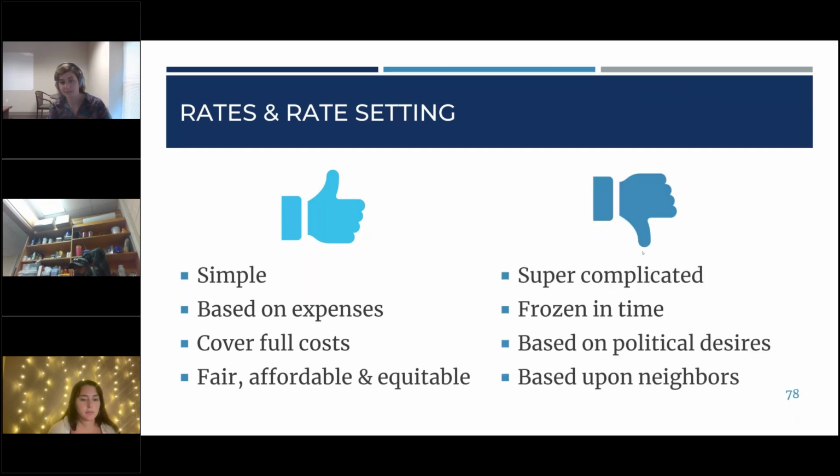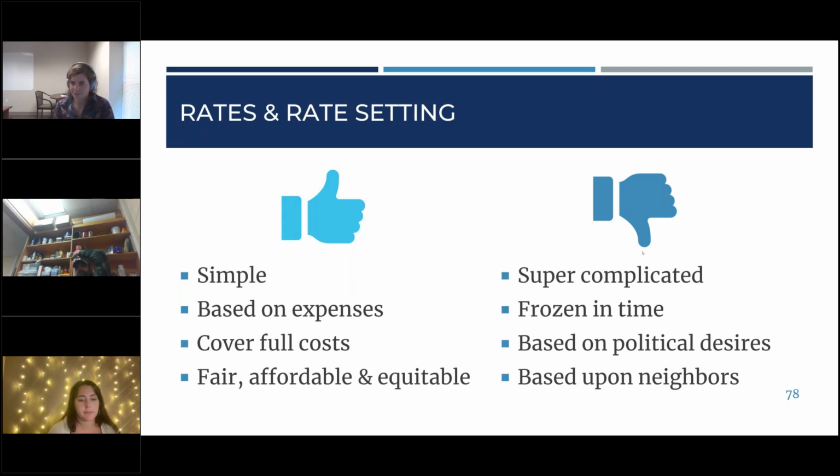What we don't recommend are rates that are super complicated. Don't make it harder than it has to be. Rates that are frozen in time, although that doesn't sound like it's an issue here because most folks have raised their rates within the past year. Shouldn't be based on political desires. Again, this should be something that's based on your expenses and covers the cost of running the system.